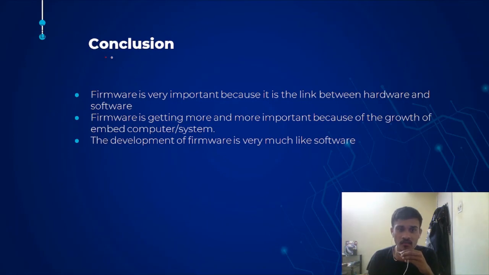So in conclusion, firmware is very important because it is the link between the hardware and the software. Firmware is getting more and more important because of the growth of embedded computer systems. The development of firmware is very much like software.